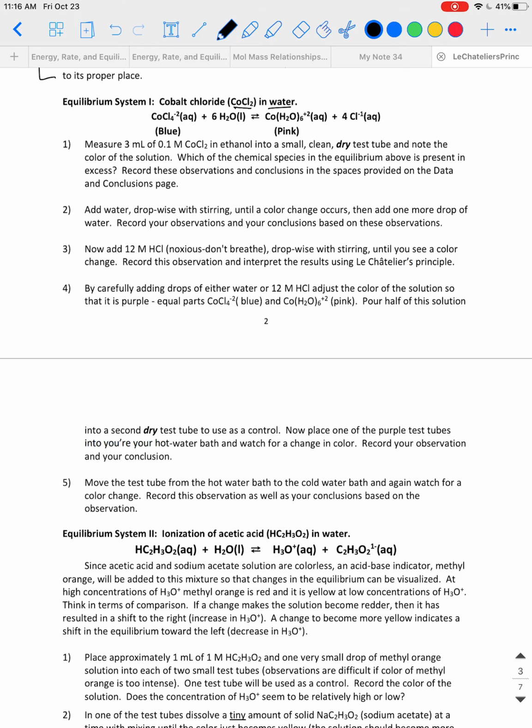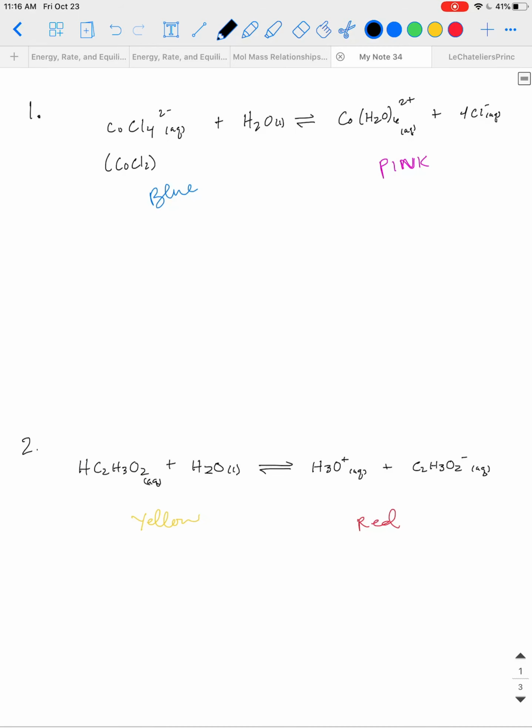The first one is with cobalt chloride, CoCl2, and water. Now, I have these written over here as well. So we will come to this note and I'll walk you through a few changes. But you'll see on the PDF, step number 1 is that you will add CoCl2 to your test tube. That is essentially the same species as this CoCl4 2-, okay? I could explain the differences, but essentially these are the same.